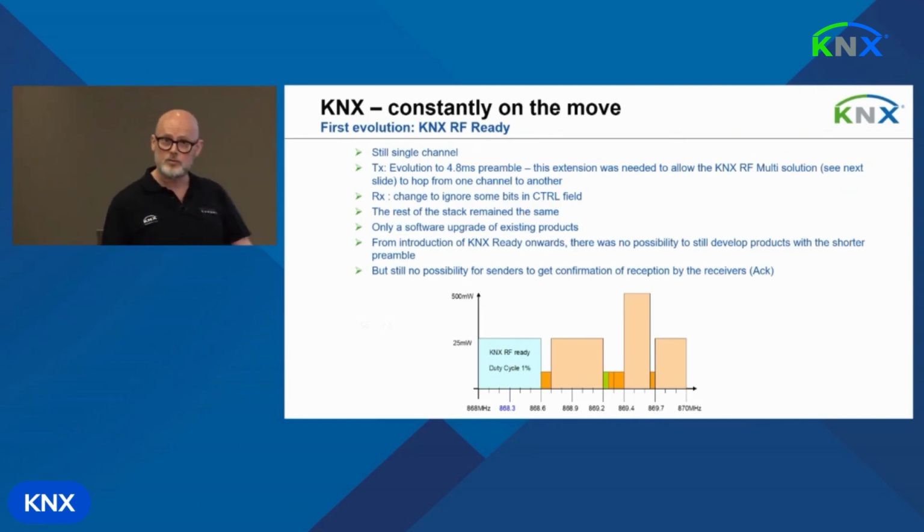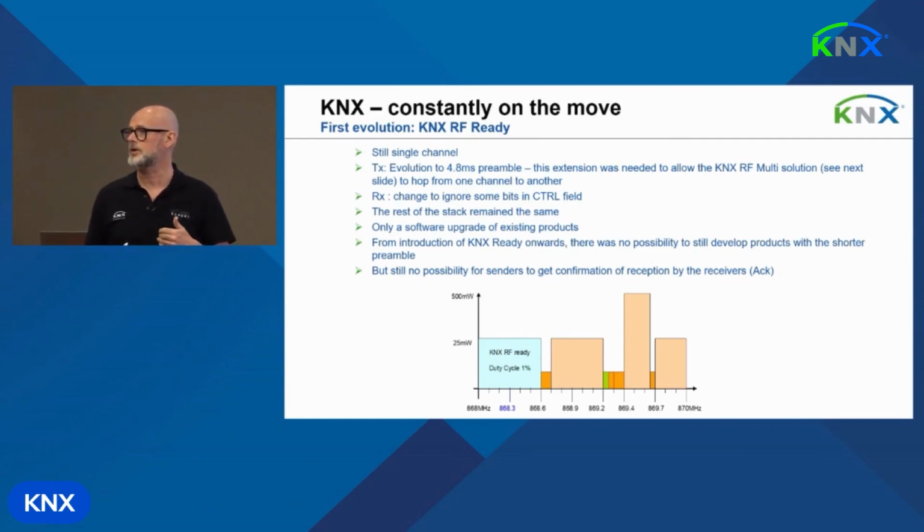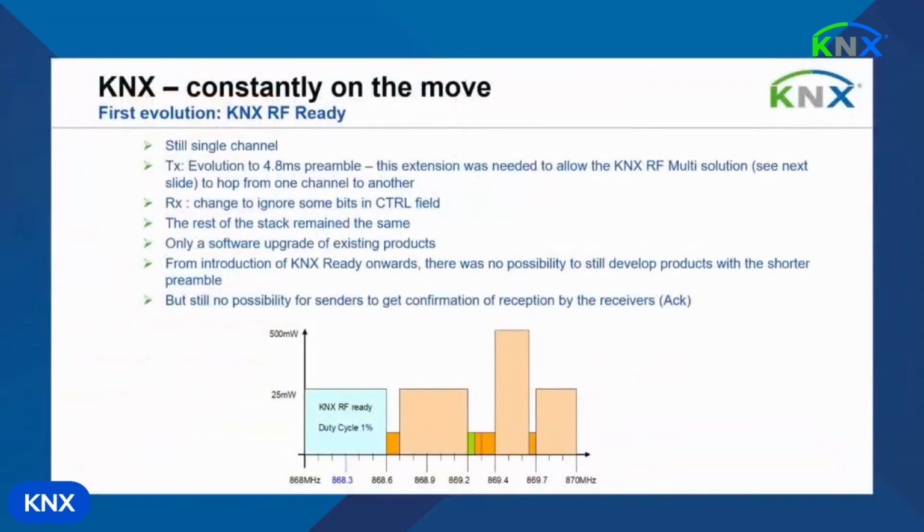So we are going to move one level up. We are going to now talk about KNX radio frequency ready. So what was the change between the original design and KNX radio frequency ready? It was still a single channel, so you only had one channel, this 868 till 868.6. But we moved towards a preamble which was longer.